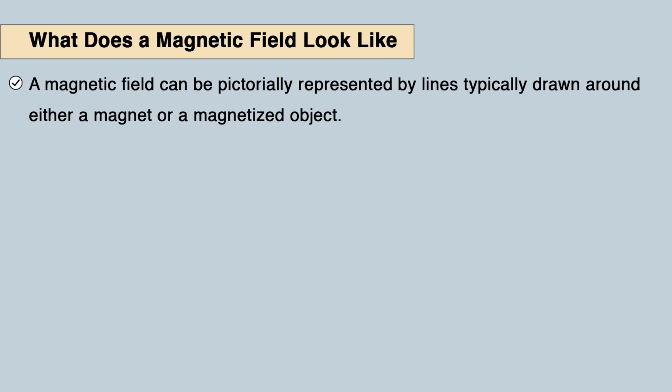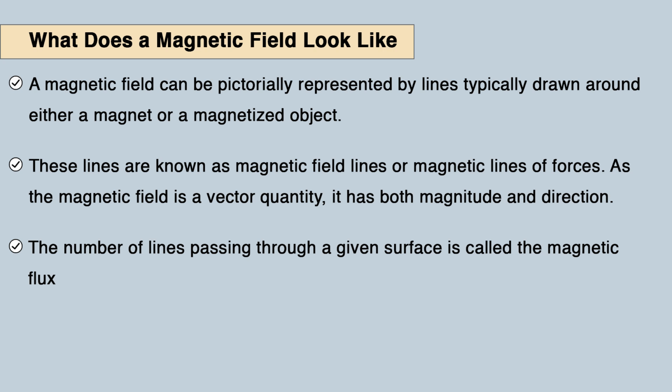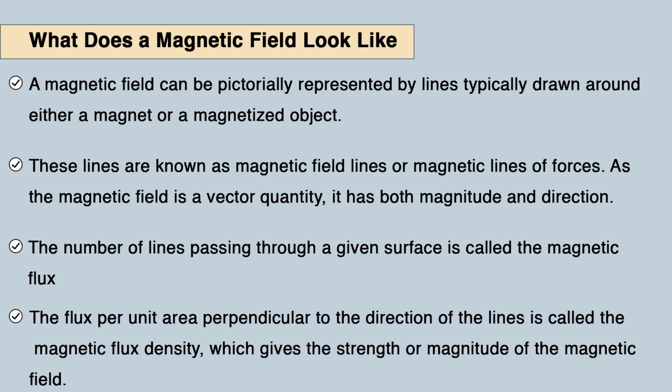What does a magnetic field look like? A magnetic field can be pictorially presented by lines typically drawn around either a magnet or a magnetized object. These lines are known as magnetic field lines or magnetic lines of force. As the magnetic field is a vector quantity, it has both magnitude and direction. The number of lines passing through a given surface is called the magnetic flux. The flux per unit area perpendicular to the direction of the lines is called the magnetic flux density, which gives the strength or magnitude of the magnetic field.